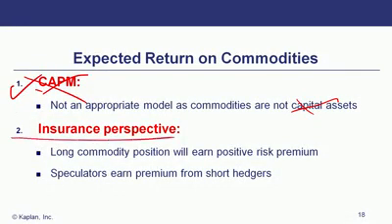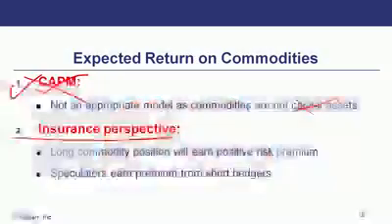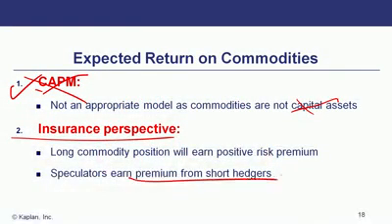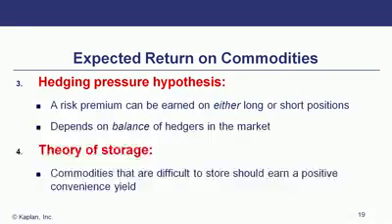We could take an insurance perspective. Okay, that is a long commodity position is going to earn a positive risk premium. So you agree to buy, you take the long side of the contract. Well, we would expect hedgers, producers, to be the ones that are offsetting. So the speculators are going to earn a premium from the short hedgers. So why? Because they're providing price insurance. So that would be one way, and we could go in and use insurance theory to come up with the price or the expected return. Don't like that one too much.